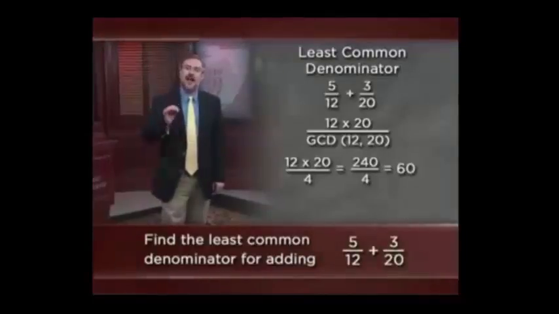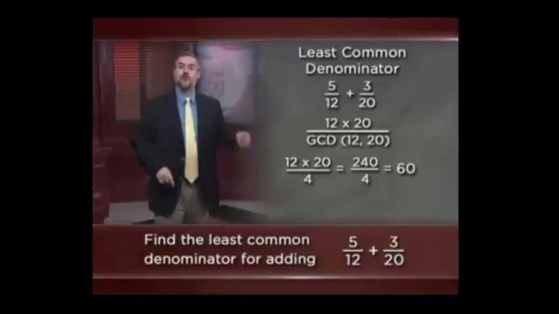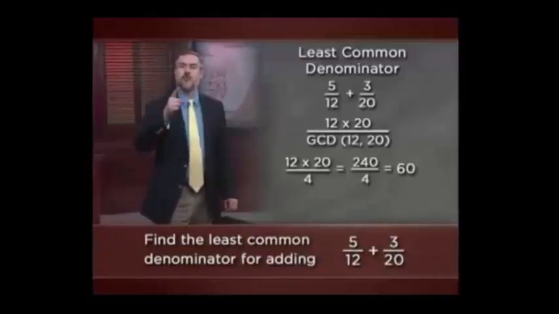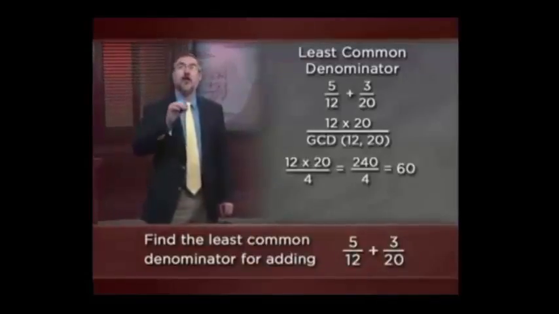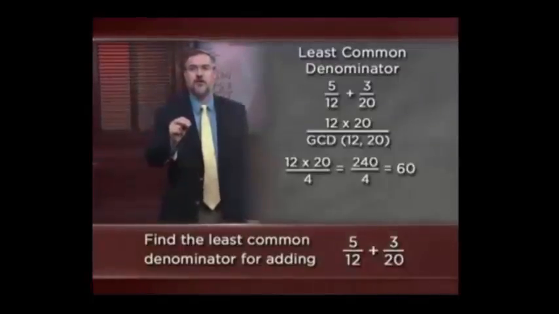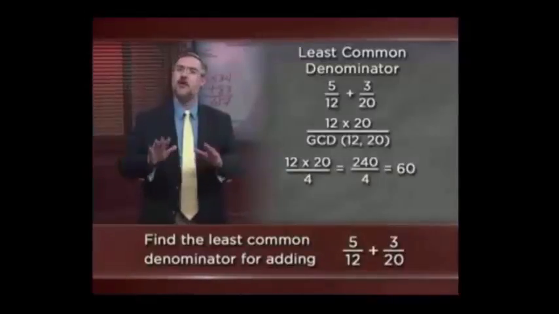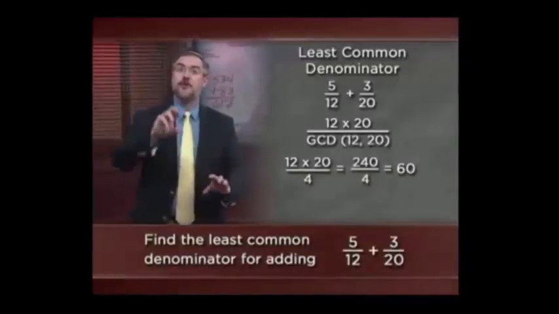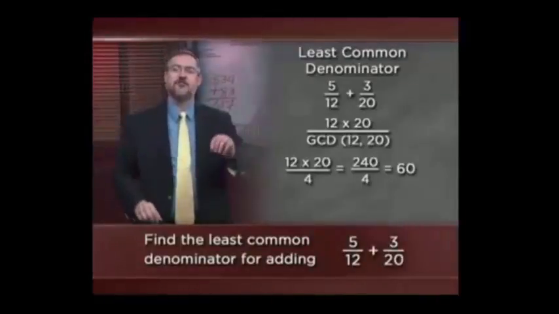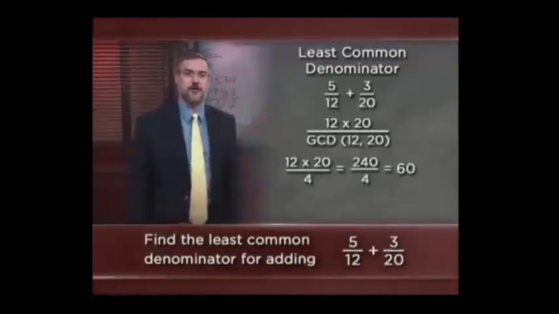And so we now know that we have to convert 5 over 12 to a fraction with a denominator of 60, and 3 over 20 as a fraction with a denominator of 60. Once we do that, we can actually add those two fractions. All I wanted to do with that example was to show you how to find that least common denominator. So I'm not going to do the actual addition. But notice here how doing the GCD of the original denominators tells me how to find what the least common denominator is going to be.